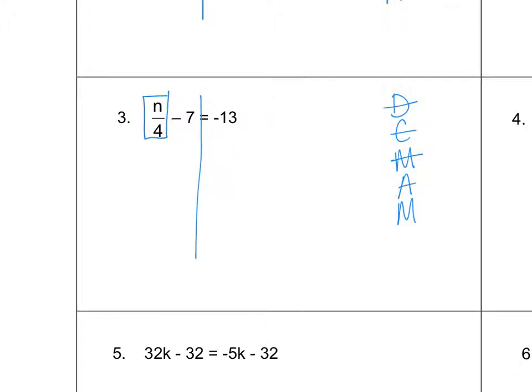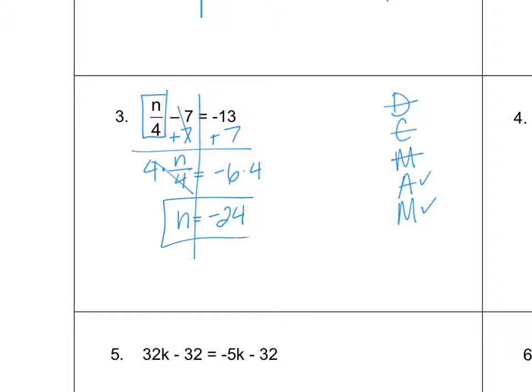Can I add or subtract to get that variable by itself? Yes, I can. I'm going to do the opposite of what I see and add 7 to each side. These cancel out. I'm left with n over 4 is equal to negative 13 plus 7 gives me negative 6. And from here I have n divided by 4. I want to do the opposite of what I see to get n by itself. So I'm going to multiply by 4 to each side. And n is equal to negative 6 times 4 gives me negative 24. That's my final answer.